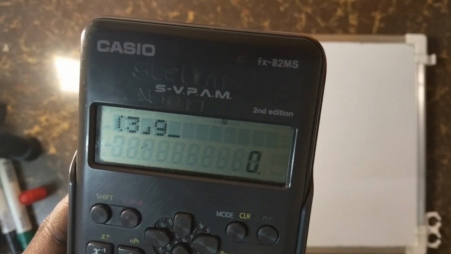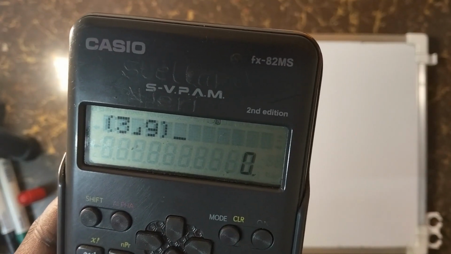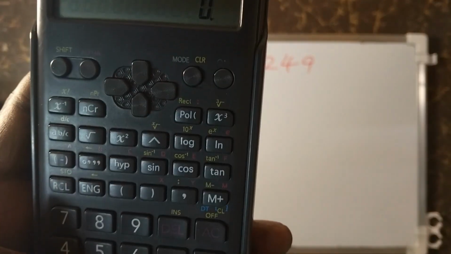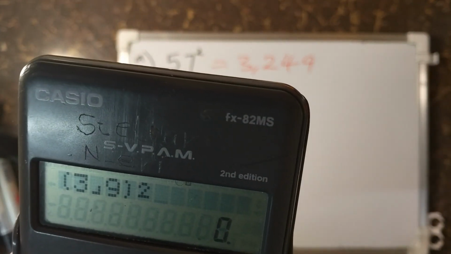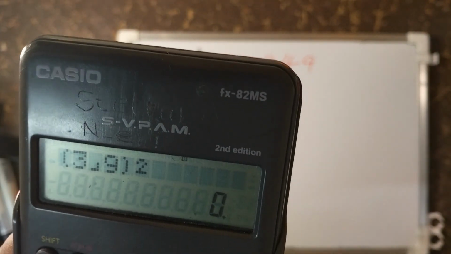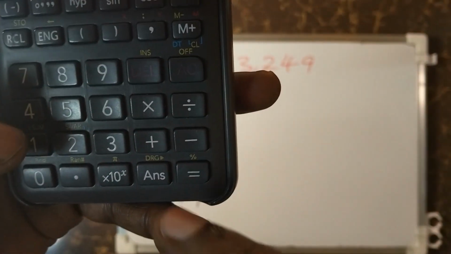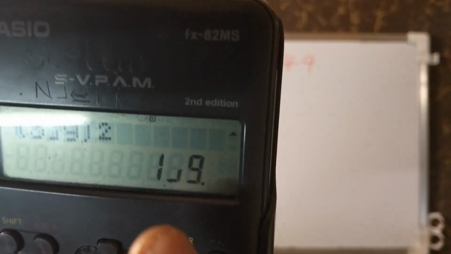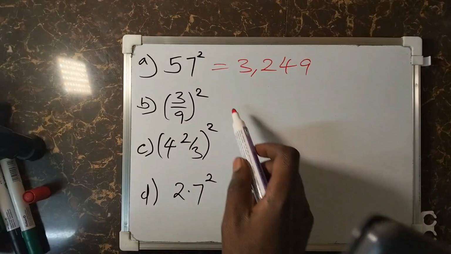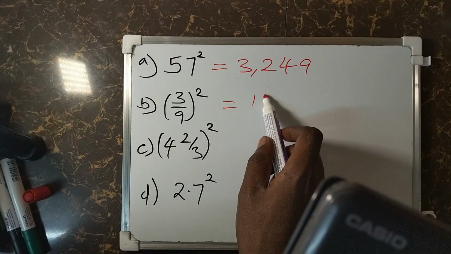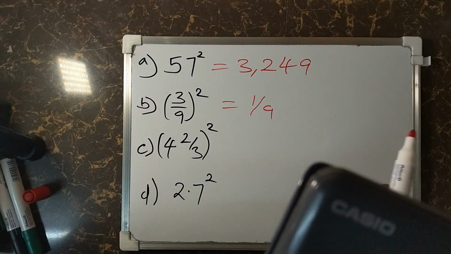Then a closing bracket, and then you square this one. So that's the square of a fraction, and then you press the equal sign, and the answer is 1/9.